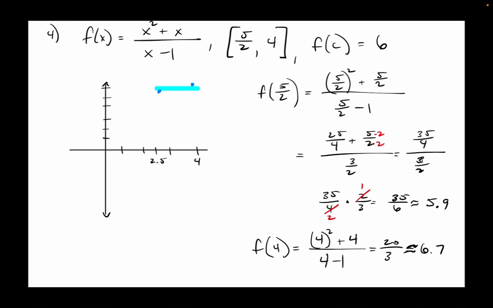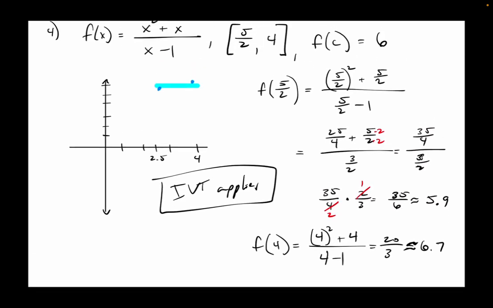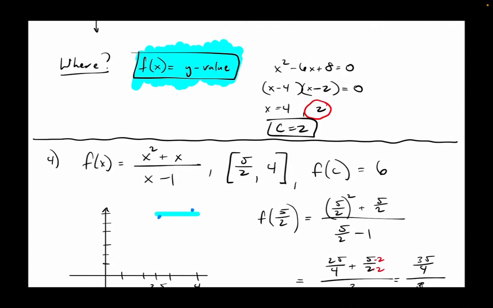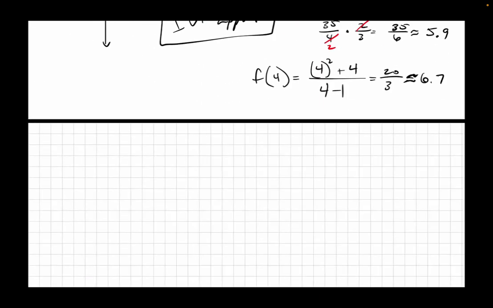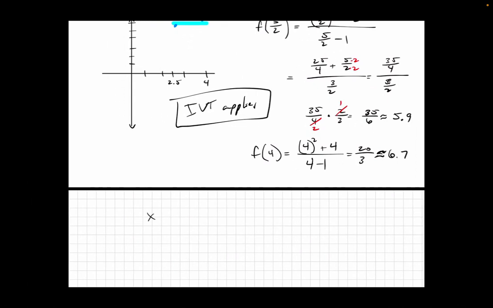So it crosses. Last step is, where does it cross? So IVT applies. Where does it cross? Well, to do that, remember, set f of x equal to the y value. So f of x is x squared plus x over x minus 1. What is our y value? 6.